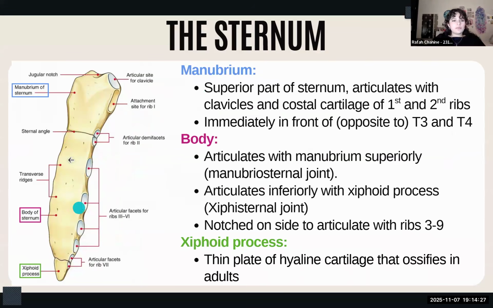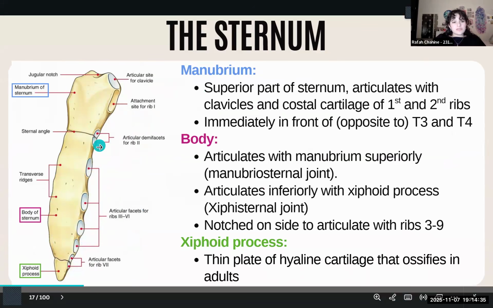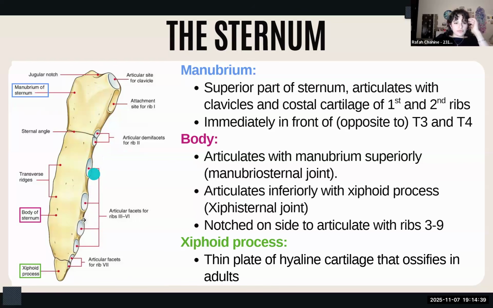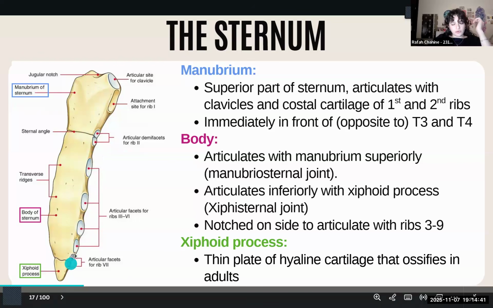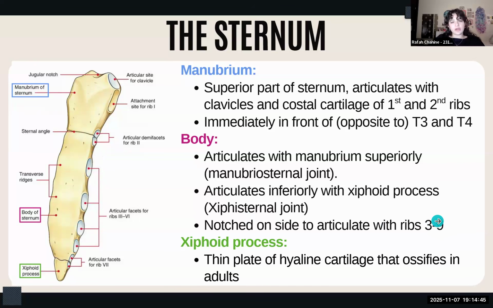Now, moving on to the body. In the body, you have all these ridges, and these ridges signify where you have the articulating points of the ribs. What ribs are articulating on the body of the sternum? Technically, we have half of rib number two, because it has a demifacet for it. We have 3, 4, 5, 6, and 7, okay? What about, it says right here, it's ribs 3 to 9. What happened to 8 and 9? We're gonna see later, okay?